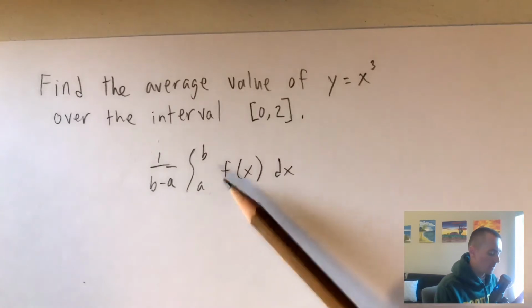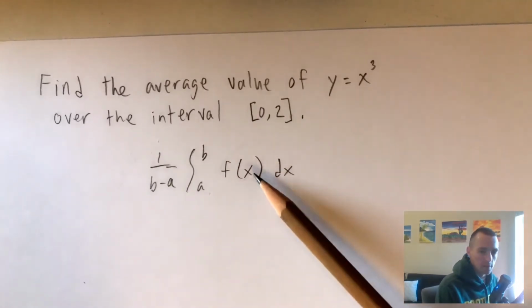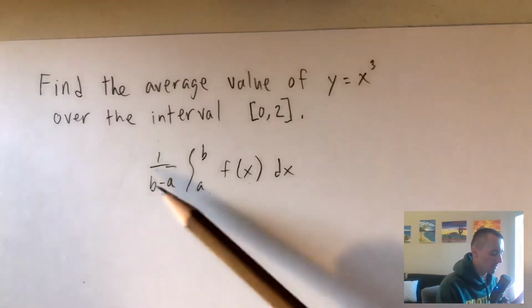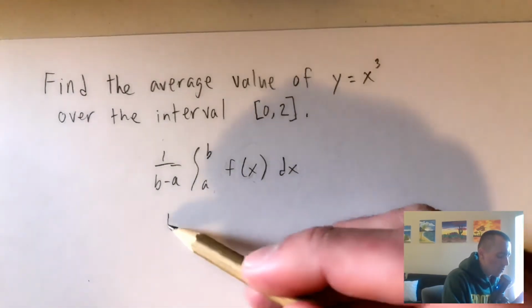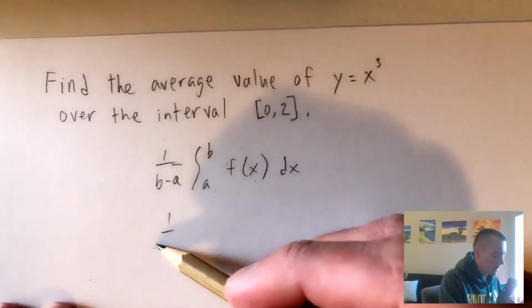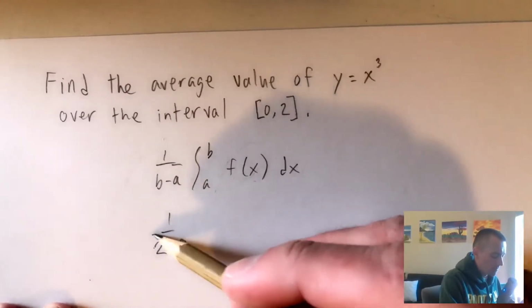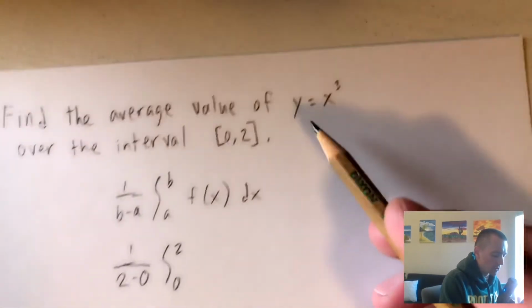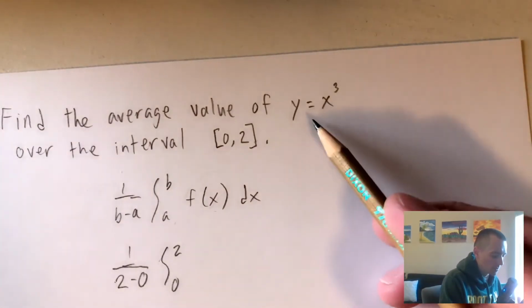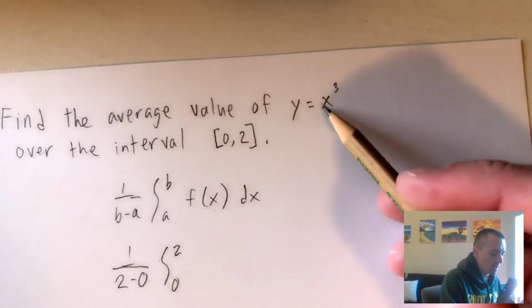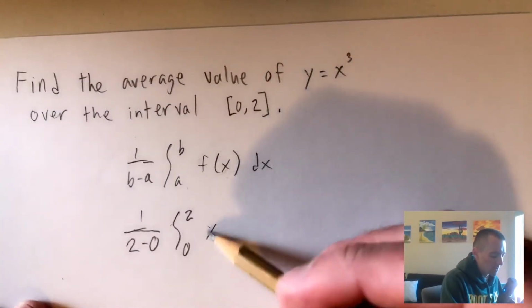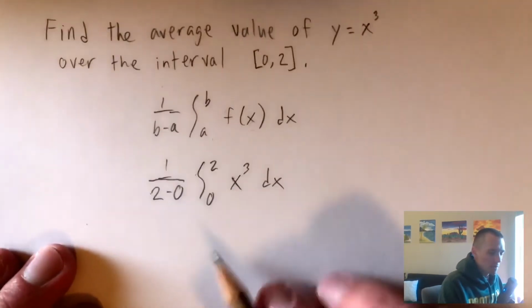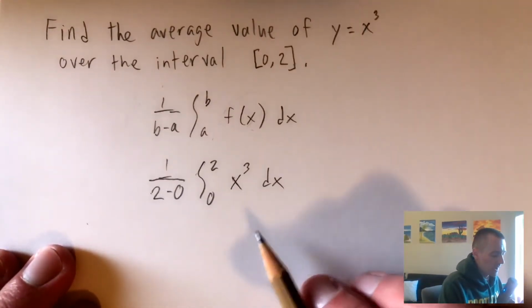And then all we really have to do is plug in the function that we want to find the average value of over that interval for f of x. So in this case, that's going to give us 1 over 2 minus 0 times the integral from 0 to 2 of our function f of x, which is just going to be y equals x cubed. Or I guess I should say f of x is just going to be x cubed. So we're just going to get x cubed, and then we're going to integrate with respect to x. So this formula right here should give us the average value.